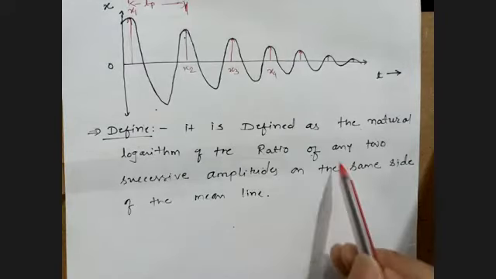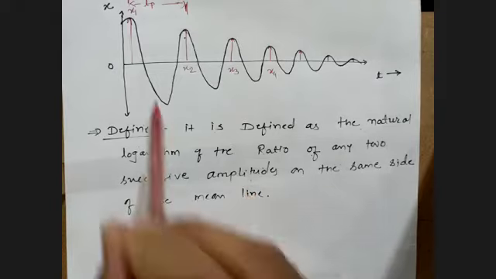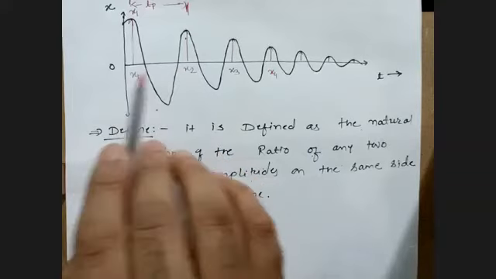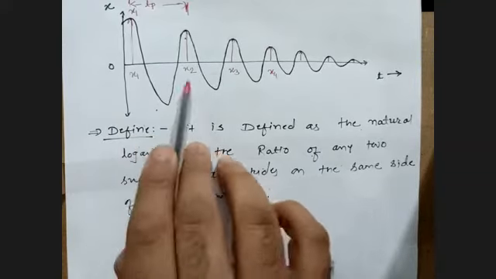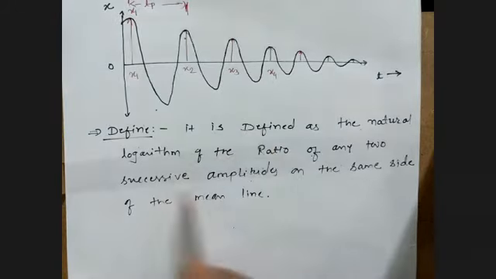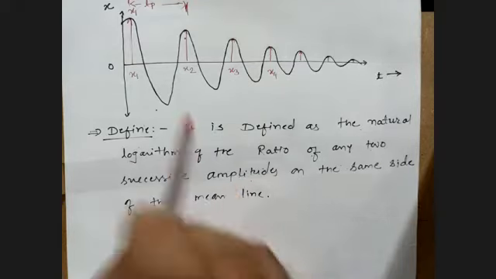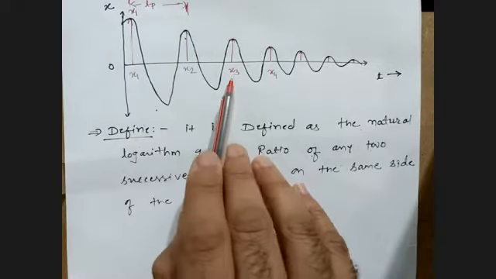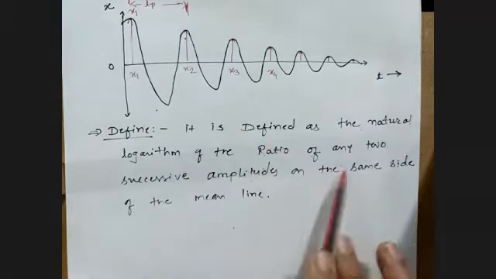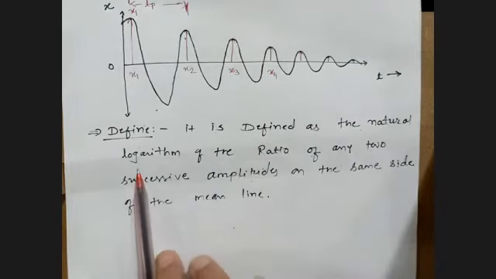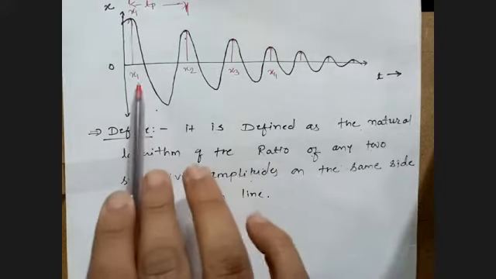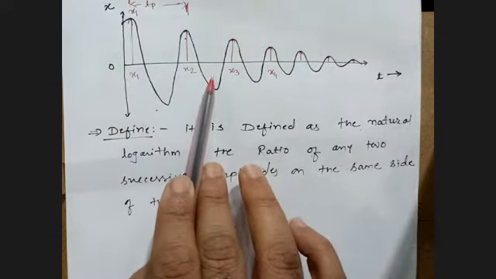It is the ratio of any two successive amplitudes. Successive amplitude means what? Let us consider this is x1, this is x2. So this x1 and x2 are called successive amplitudes. In the same way x2 and x3, these two are called successive amplitudes, and likewise x3 and x4. If you take the ratio of any two successive amplitudes, so let's take the ratio of x1 by x2, or you can take the ratio of x3 by x4, or x2 by x3, right? But it is the natural logarithm, not only the direct ratio. The natural logarithm of this two-amplitude ratio is called its logarithmic decrement.